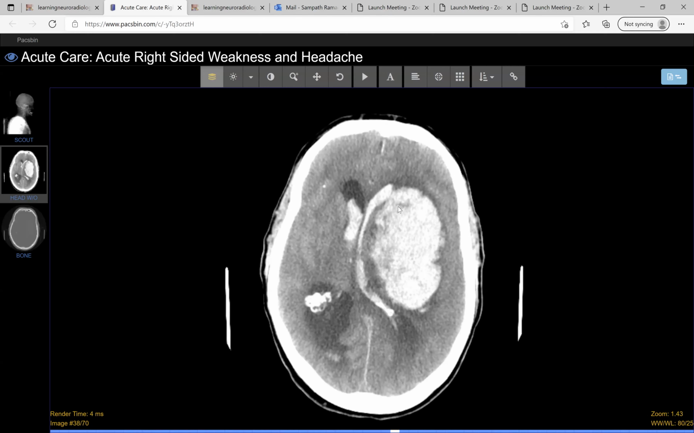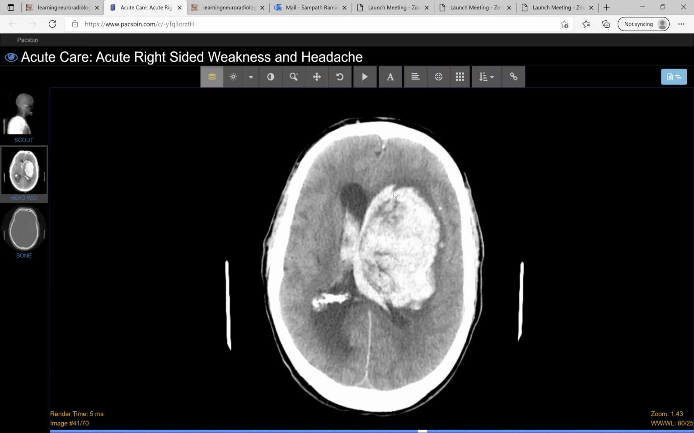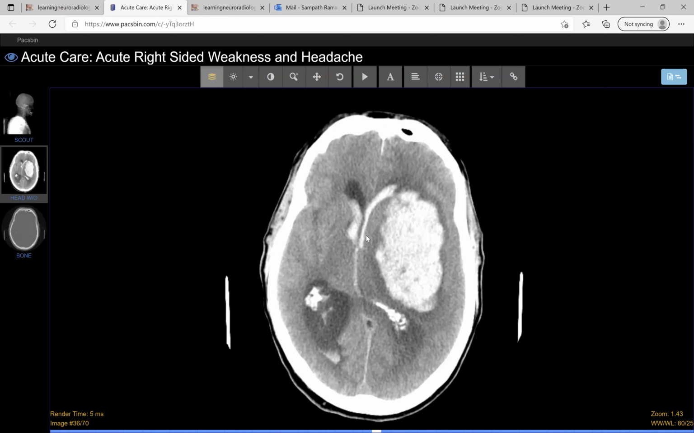And this hemorrhage is so huge that it has tracked into his ventricles. As you can see, this is the lateral ventricle. This is the anterior horn of the lateral ventricle here. And you can see the bleed here. This is the left ventricle. This is the right ventricle. This is the posterior horn here.